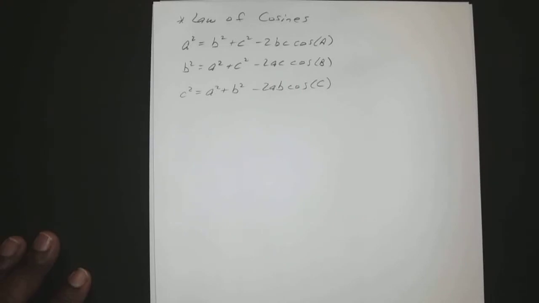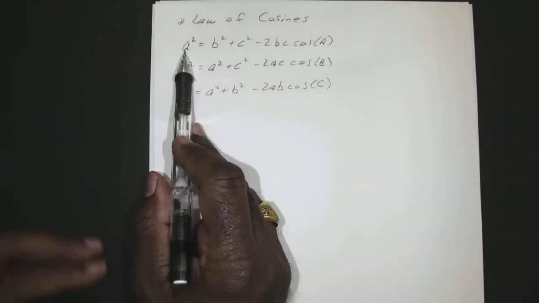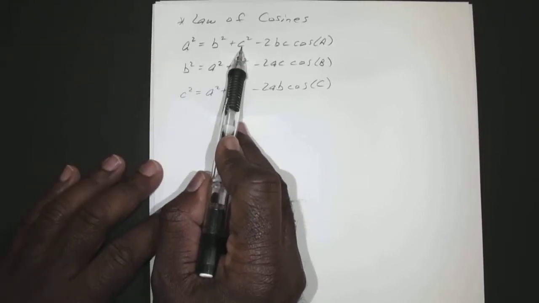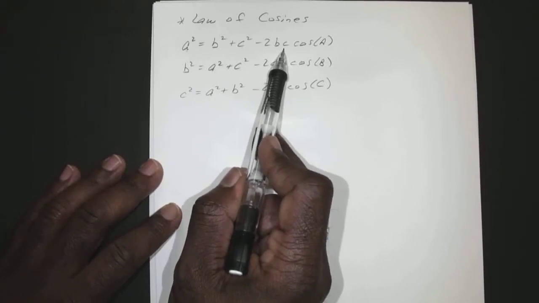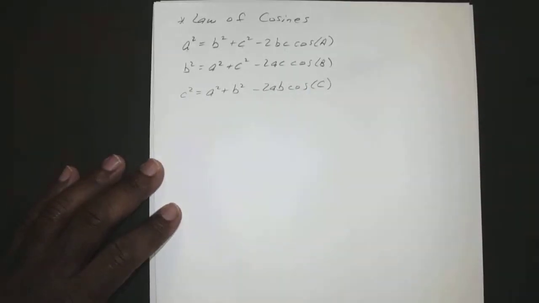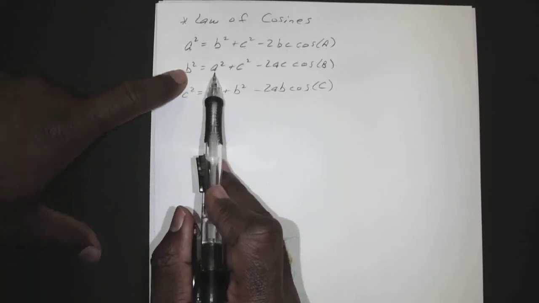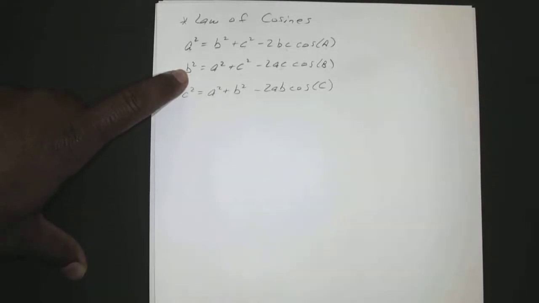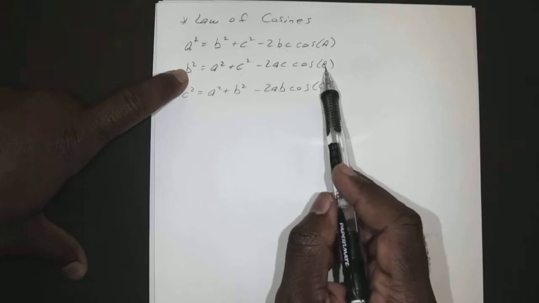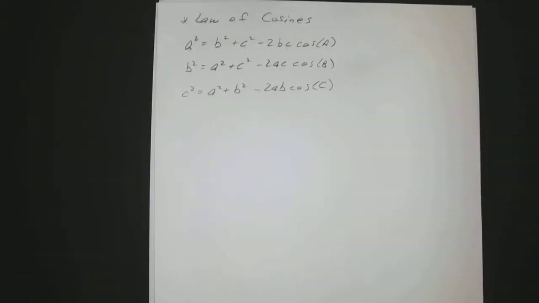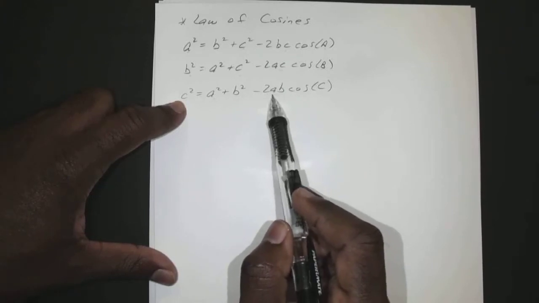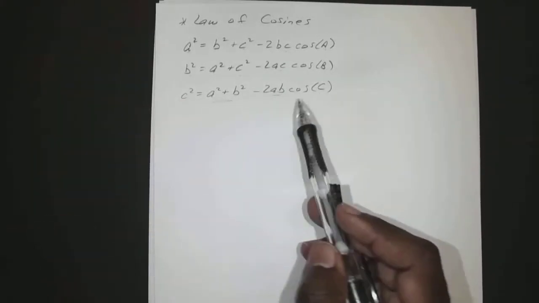So you kind of see the pattern. If you're solving for a squared, you'll have everything but a over here. So you have b squared plus c squared minus 2bc. Then the only a you'd have is your angle A. Same thing with b squared. You'd have everything but b over here. So you have a squared plus c squared minus 2ac. So those two just show up right there. And the only b you have over here is your angle B. Okay. So they all kind of follow that pattern. C squared is just a squared plus b squared minus 2ab. And the only c you have is angle C.